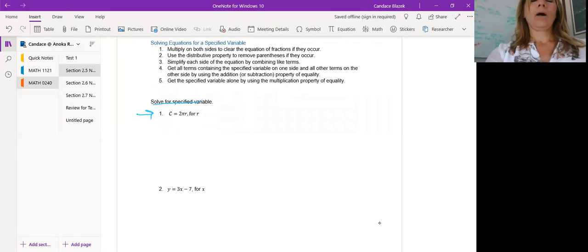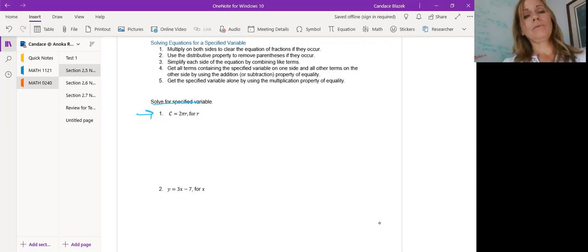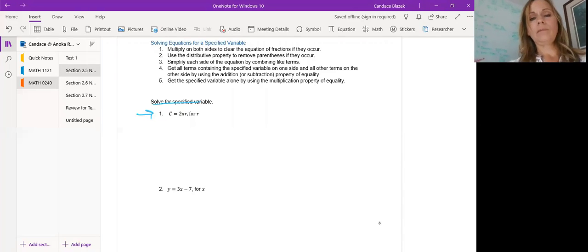4, we're going to get all of the terms containing a specified variable on one side and all of the other terms on the other side. And that would be using the addition or the subtraction property. And finally, get the specified variable alone by using the multiplication or the division property of equality. So these steps actually are the steps that we use for solving equations, but we're just doing it in an equation that has very few or no numbers.